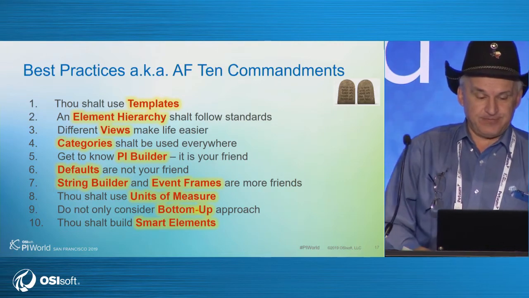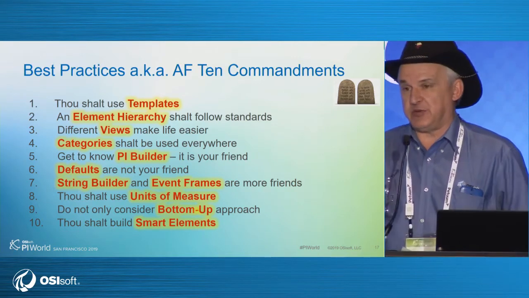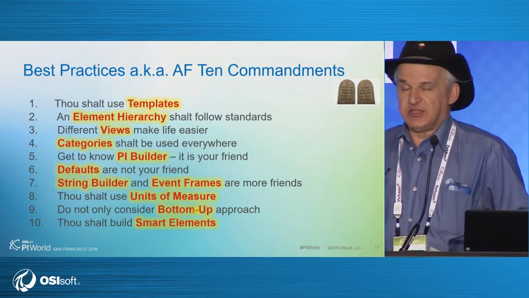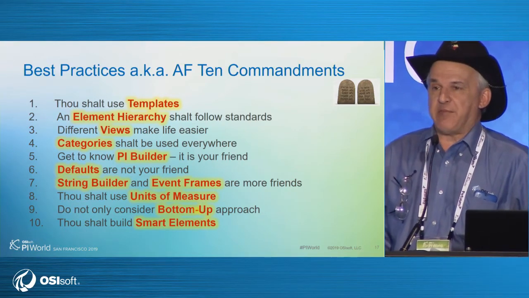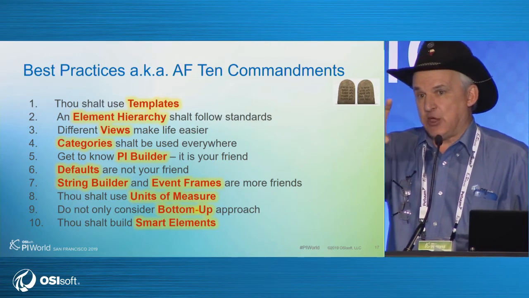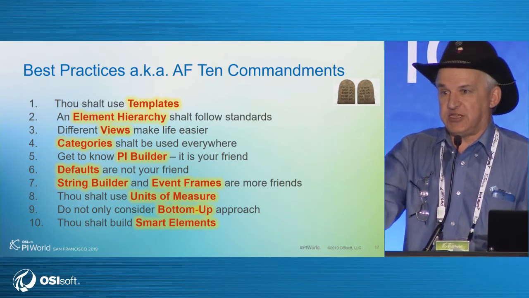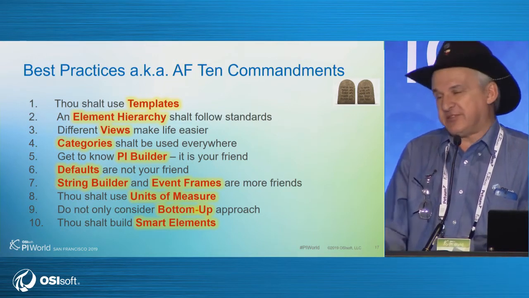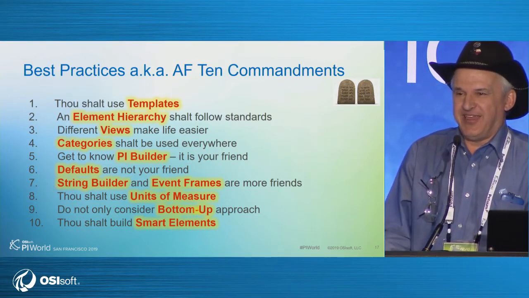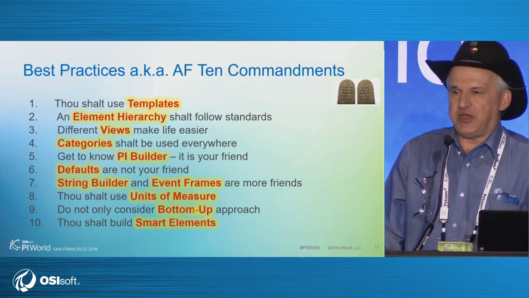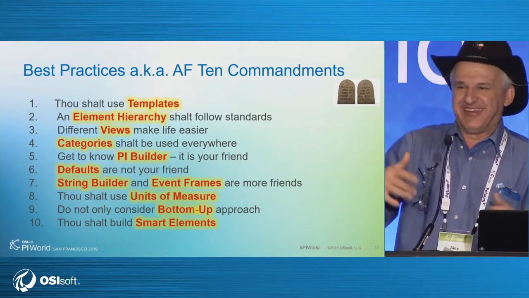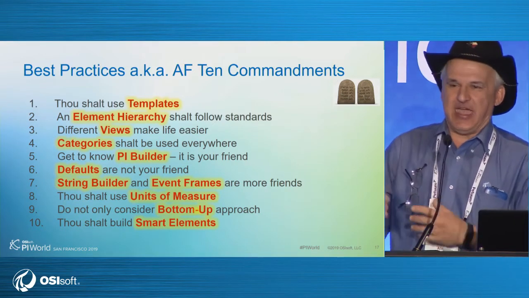Okay? And the last one is you should build smart templates, smart elements. What I mean by that is don't just use a tag mapper. A lot of times I see AF attributes where everything's a tag and there's no additional information, no calculations, that's it. Yeah, that's useful, but it's like saying, I've got a car now, I get in there and somebody pushes it, I'm not going to use the engine.